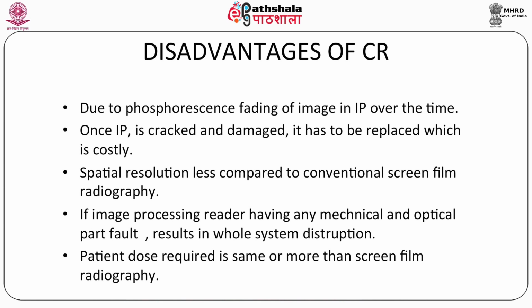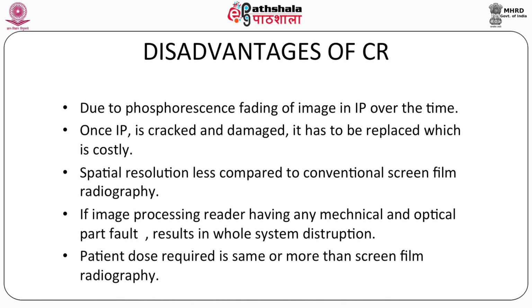Now the disadvantages of CR. Due to phosphorescence, fading of the image in the imaging plate might take place over time. This is why I told you that the plate should be read out as quickly as possible. Once the imaging plate is cracked and damaged, it has to be replaced, which is costly. Spatial resolution is less compared to conventional film screen radiography. If the image reader having a mechanical or optical part fails, then it results in a whole system disruption.